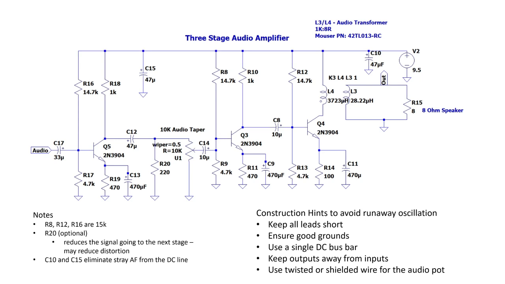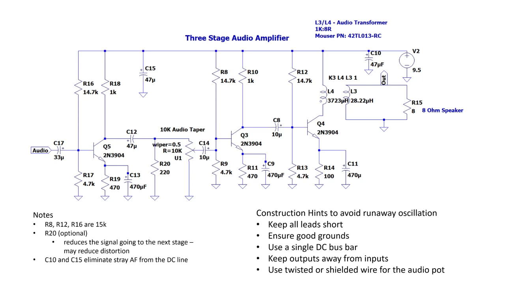Couple of construction hints. Again, there is a high tendency of one or more of these stages to oscillate, particularly as you turn the volume up. So a couple of hints: keep all the leads as short as possible. Don't have your capacitors and resistors standing up like giant towers. Have them short. Make sure the grounds are good. I like to use a single DC bus bar rather than running wires from stage to stage.